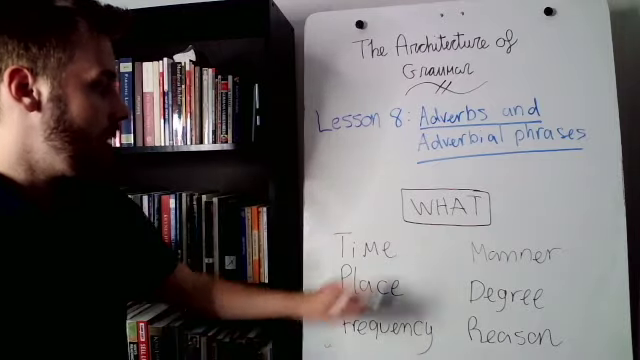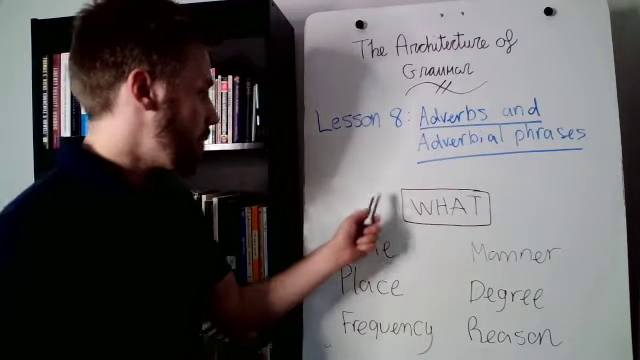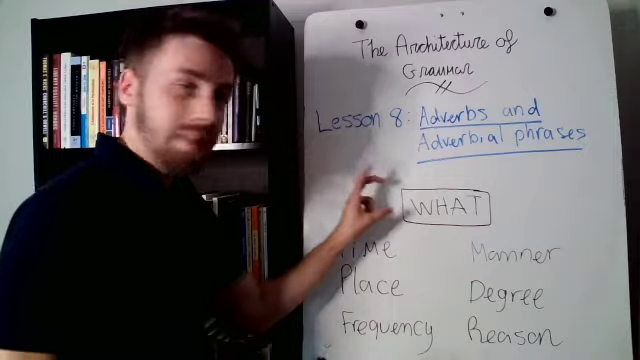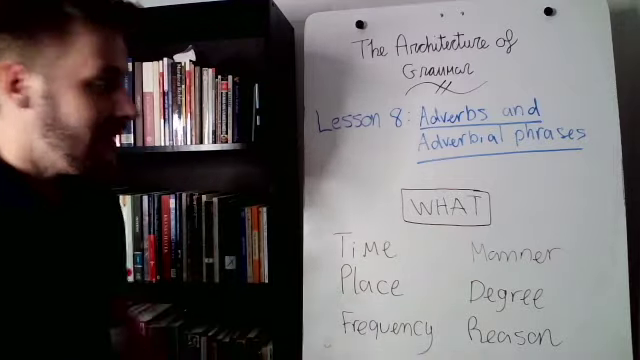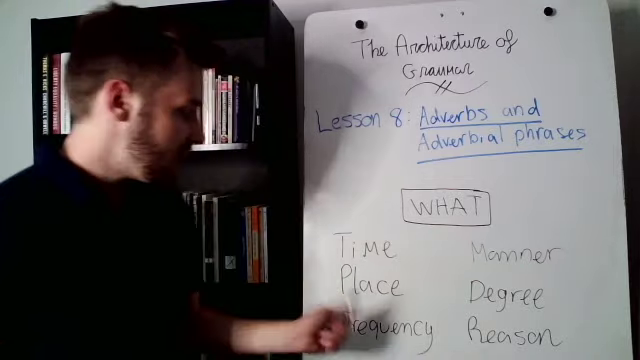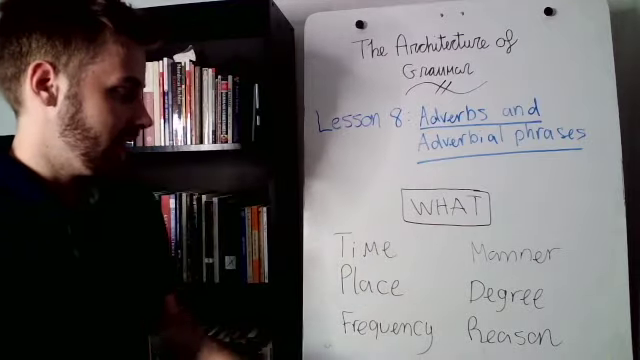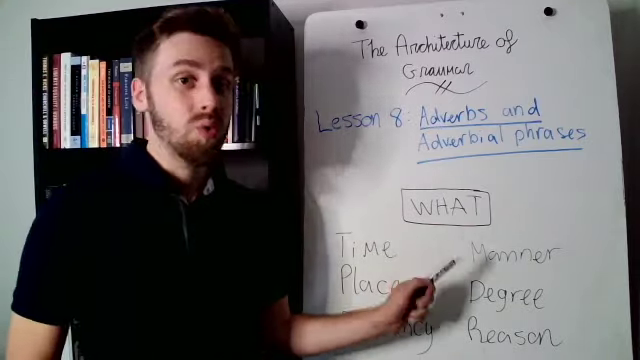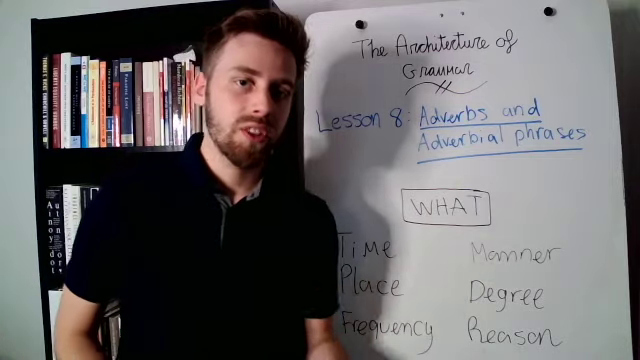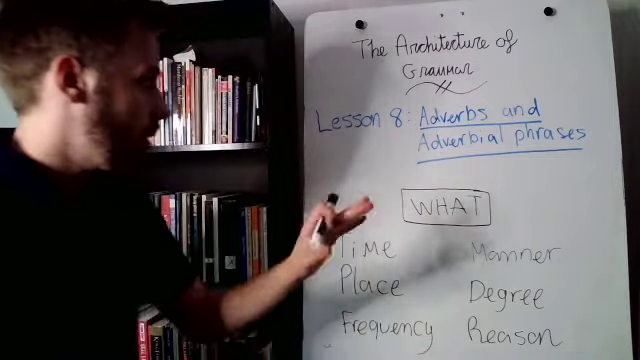Time, for example, is when. We would put the when here. That would be the information block. Place is where. Frequency is how often. Manner is how. Degree is how. And reason is how.